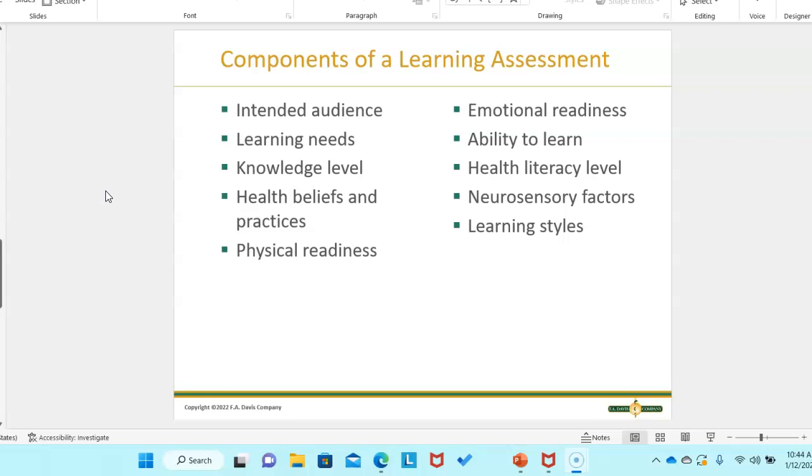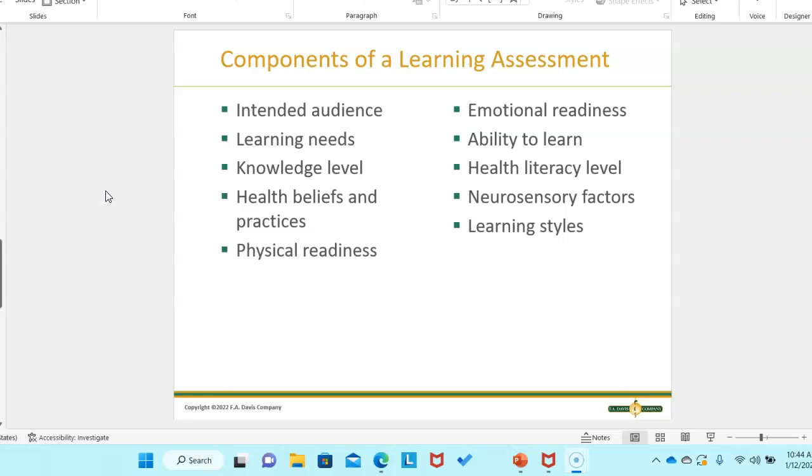Their physical readiness. Check ability to concentrate and pain level. Emotional readiness. Find out whether the client is experiencing anxiety or emotional distress that will interfere with the learning process. Ask the client whether they would like a family member or friend to be present during their learning.